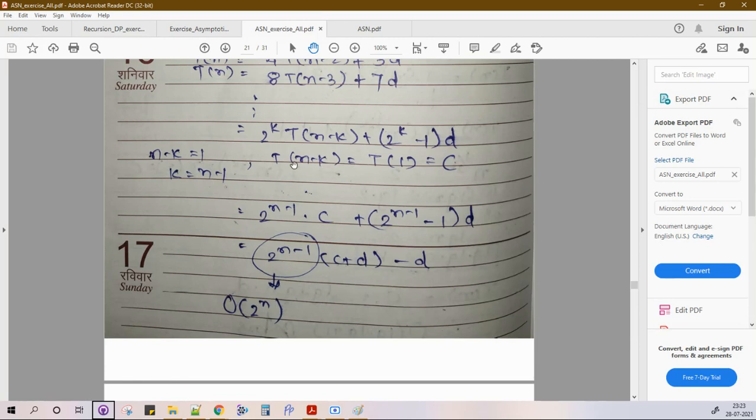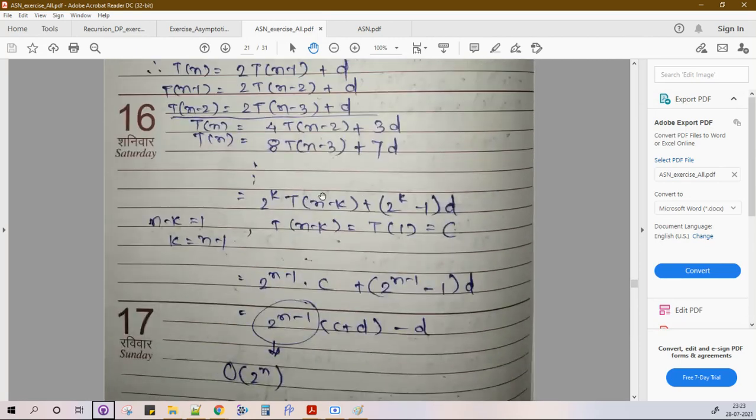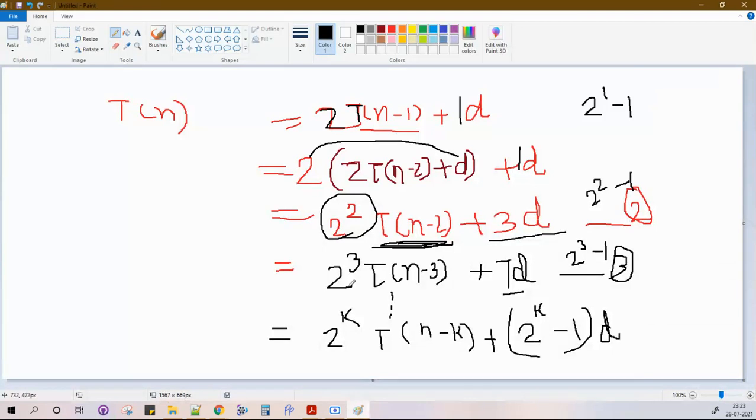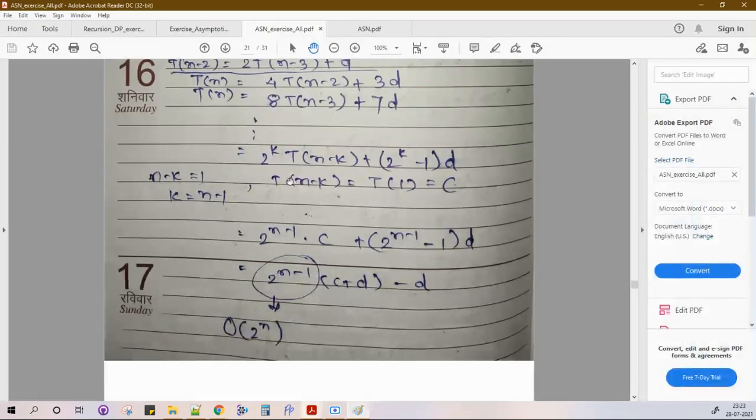Okay, I completely forgot about this. 2 raised to k is there, so k I need to put n minus 1. So this 2 to the k is nothing but 2 raised to n minus 1. T of n minus k is c, because n minus k equals 1 we have taken, plus 2 to the k minus 1, which is again 2 raised to n minus 1 minus 1, times d. So c and d are both constants, so I can write c plus d as big D, or any constant I can take. And I am having some multiplication with 2 raised to n minus 1. So 2 raised to n minus 1 is nothing but order of 2 to the n.